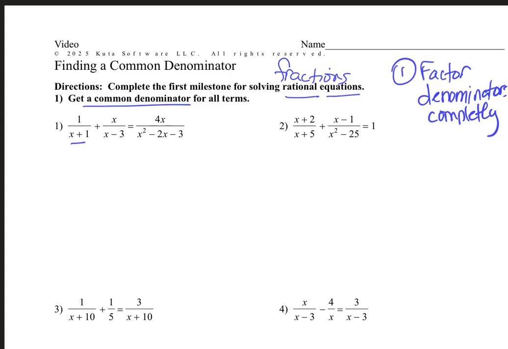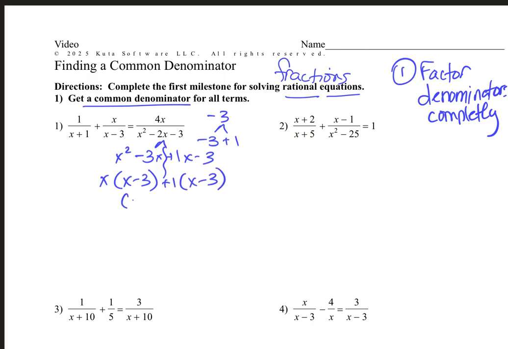So here, x plus 1 is factored already. There's no GCF. So is x minus 3. And then this one isn't, so I'm going to factor that. So we'll do our AC method. So we have negative 3, two numbers that multiply to negative 3 and add to negative 2. There would be negative 3 and a positive 1. So do grouping, so we factor out an x, factor out a 1, and it's x minus 3, x plus 1. Okay?